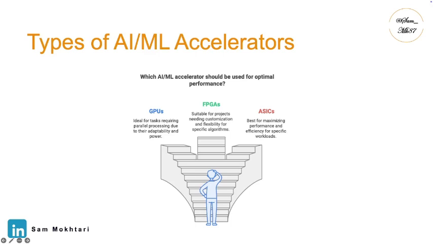The third type of AI/ML accelerators is ASICs, which take specialization to the next level. These chips are custom designed for a specific AI workload, such as image recognition or natural language processing. AWS Trainium and also Inferentia are prime examples of ASICs tailored for AI/ML tasks. Their architecture is optimized to maximize performance and efficiency for the intended purpose.